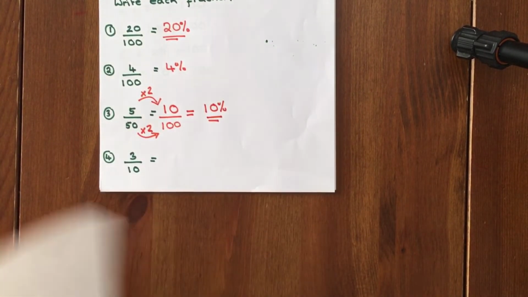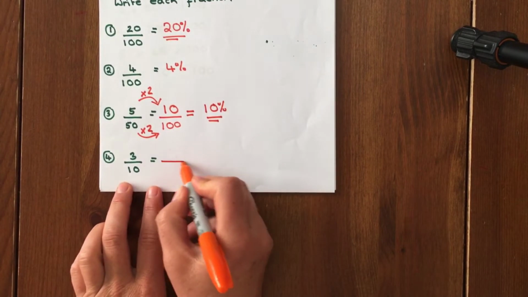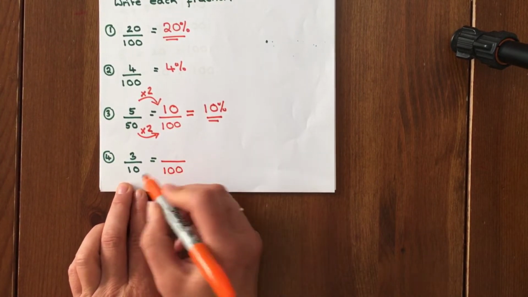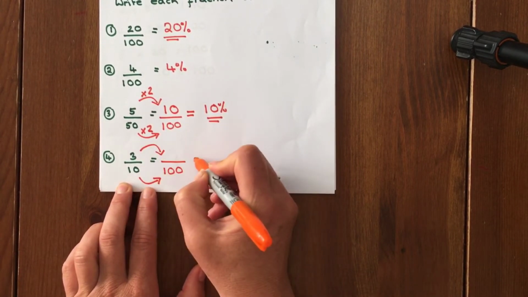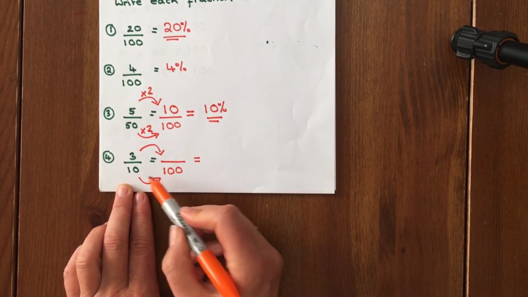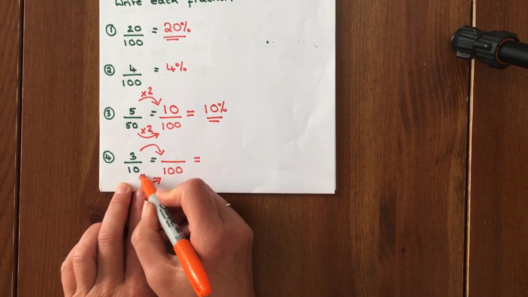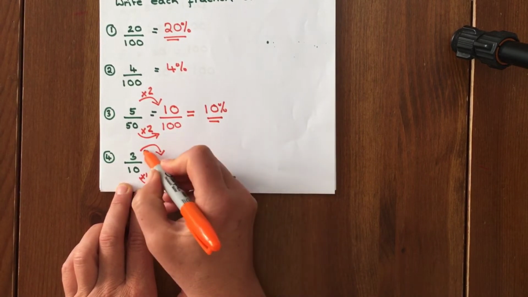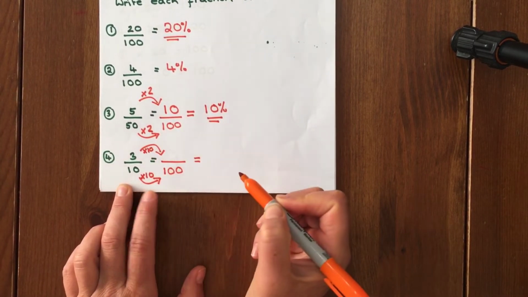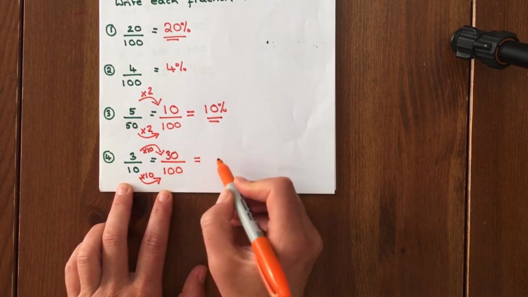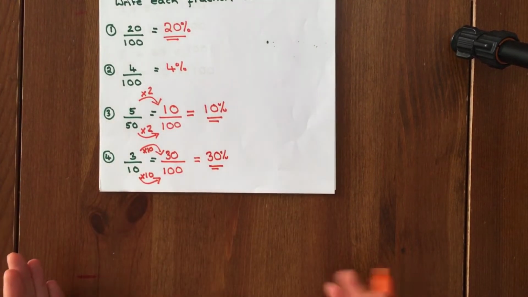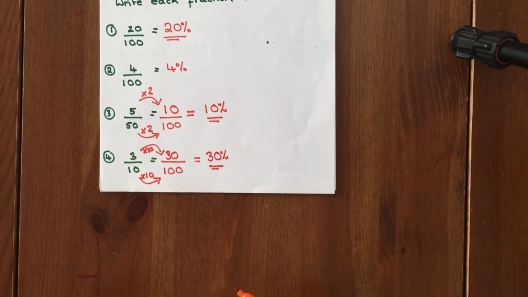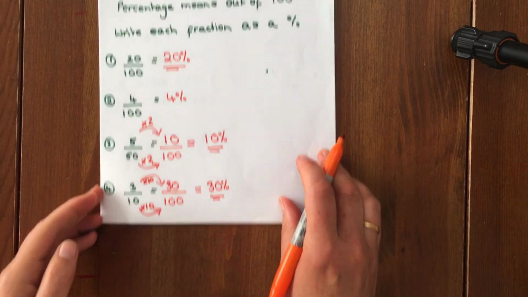Okay, and the next one, 3 out of 10. Okay, we need to change it out of 100, equivalent fractions. Whatever we times the denominator by, we times the numerator by the same amount. So 10 times what is 100? Well, 10 times 10 is 100. So we times the numerator by the same amount. 3 times 10 is 30. So 30%. And I want you to be copying these examples as we're going along. So you've got them in your books, or you've got paper, or you've got a new book and you're keeping it all together at home.